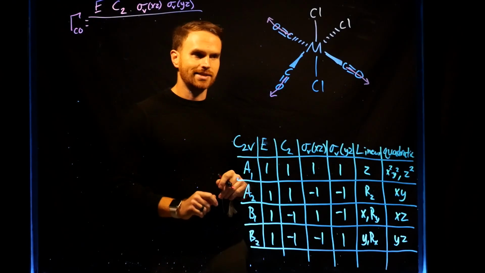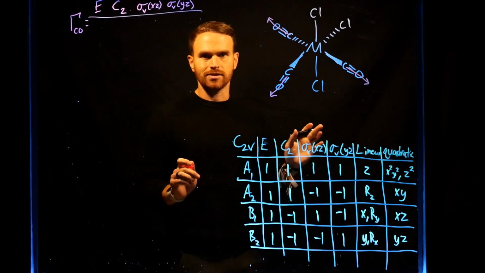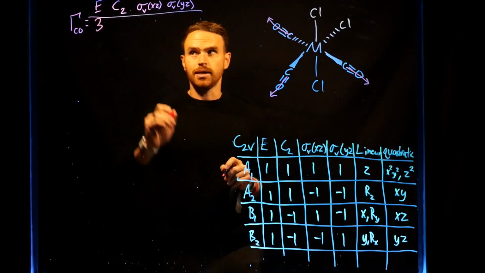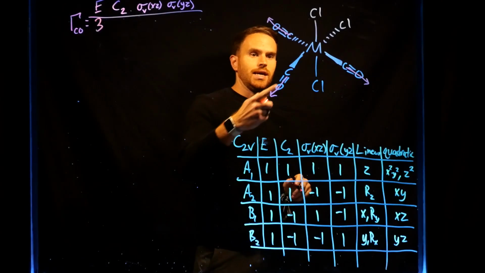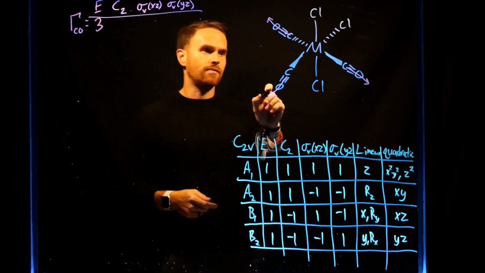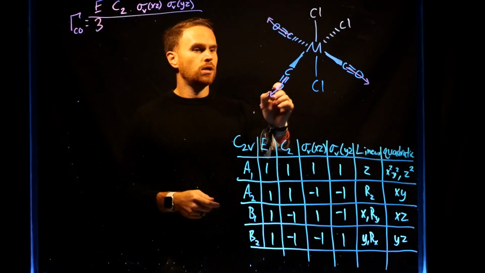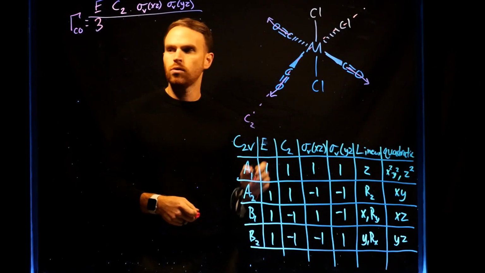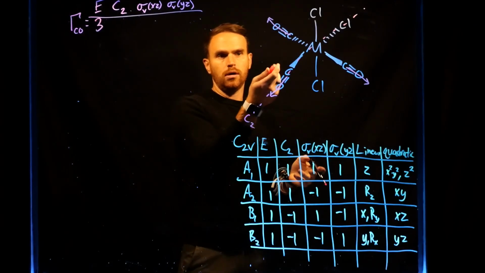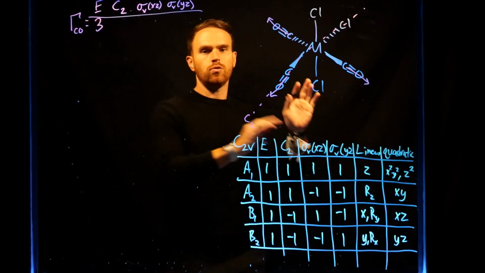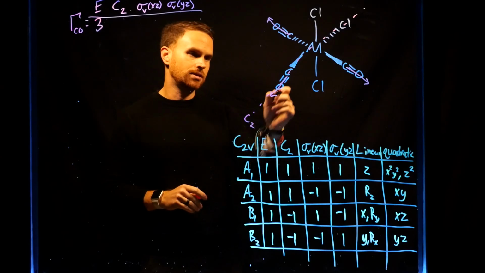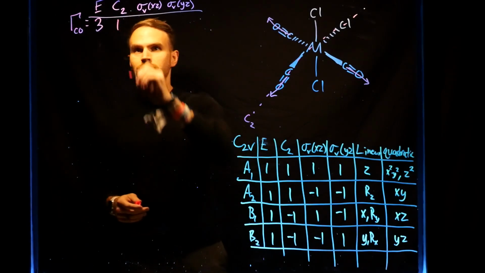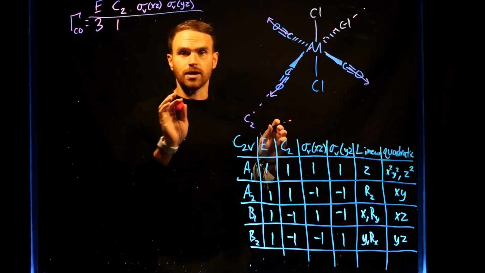So for identity, all three of them stay in the exact same place. Nothing moves for identity, so we'll put a character of 3 underneath the E. For the C2, again, it contains this axis right here where you have the CO going through to the Cl, and that principal rotation axis is C2. And we notice that when we do a 180 degree turn, these two move, but the only one that stays the same is the one that is contained within the principal rotation axis. So that's going to give us a character of 1 because the two moving get zeros.